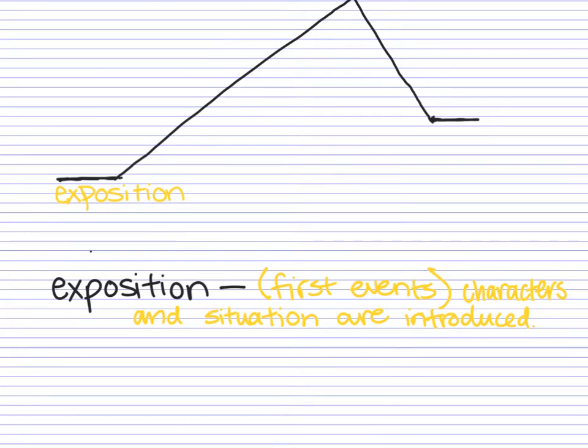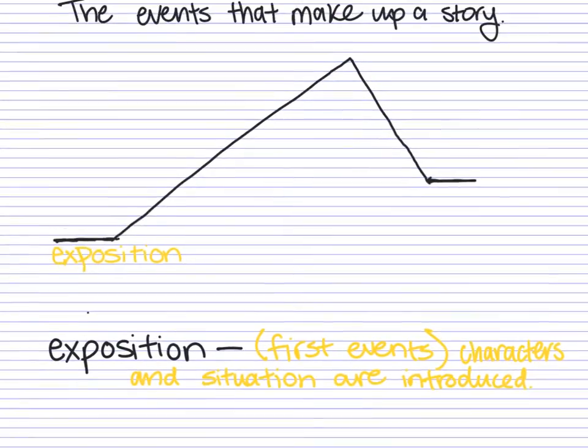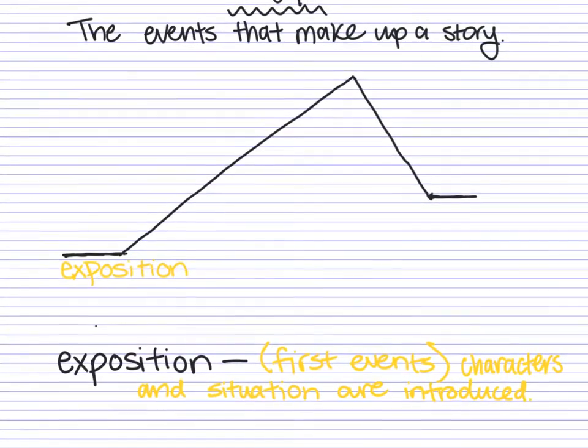The exposition is typically the first and or second chapter of the book that you're reading. So basically, it's just like the first events, who is who, and what's going on. That's what the exposition is. Typically, the first couple chapters.